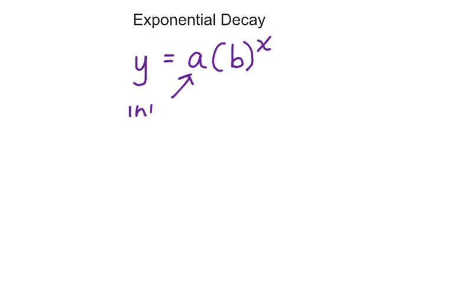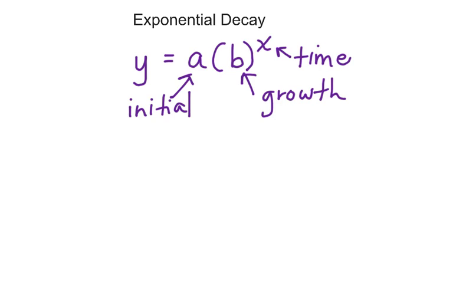When we look at an exponential decay function, we can use the same basic form of the function, just like we did with exponential growth. So let's start there. Y is equal to A times B to the x power. Again, A is the initial value, or the starting value. B is the growth factor, and x is equal to the time.